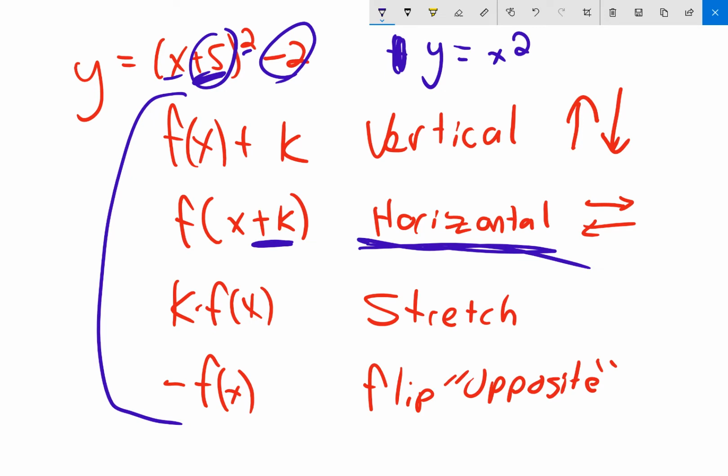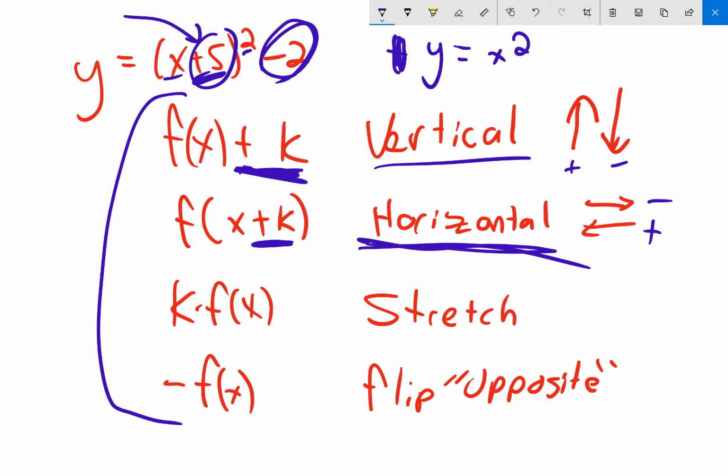Now, if it's plus 5, it means left. So plus is left, minus is right. So the plus 5 on the inside is horizontal, but because it's plus, it means left. I see this and immediately know that it means left 5. And now the minus 2 on the outside is being tacked onto the end, after the function, which is representative of my plus k here, telling me it's a vertical shift, meaning it's moving up or down. So plus would mean upwards, minus would mean down. Since it's minus 2, that tells me it's moving down.